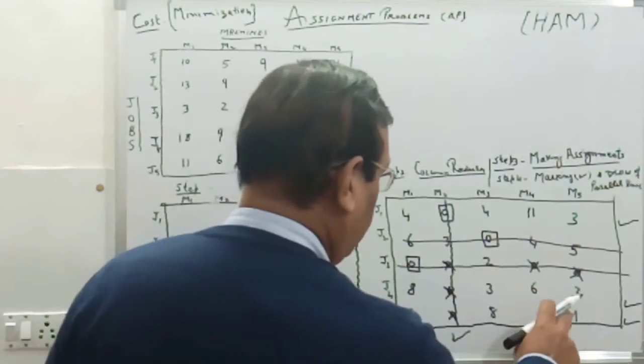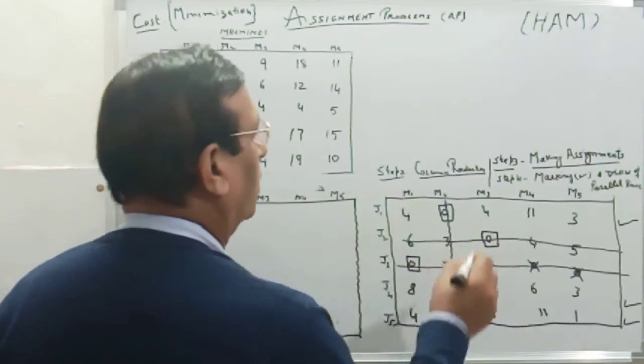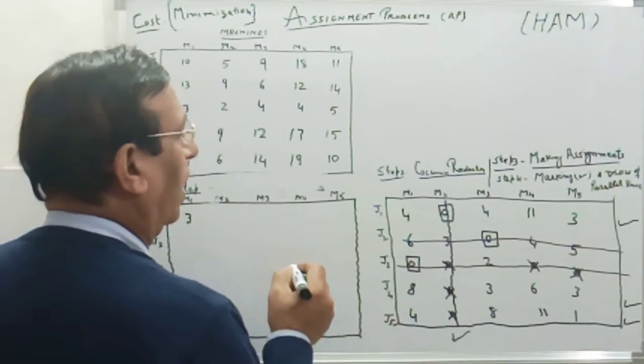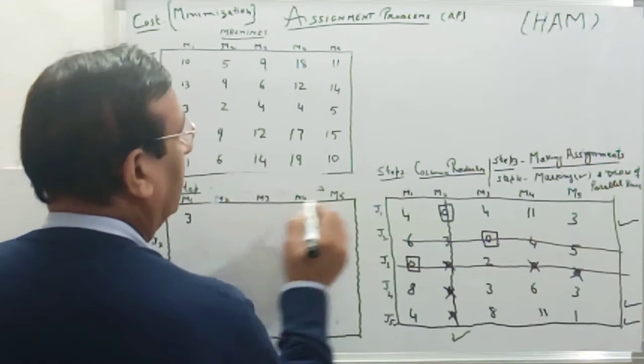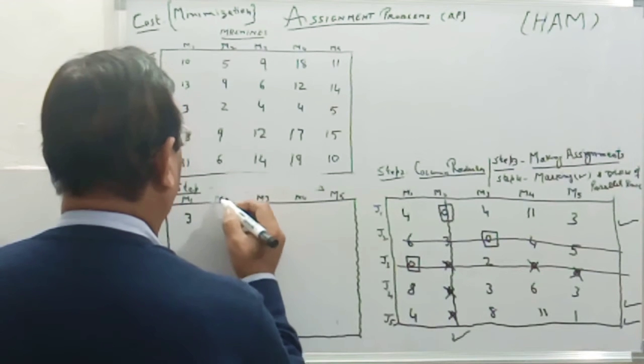Now 1 is the minimum number, so you will get 3 because we have to subtract it from all other uncovered elements. 3. 0 is covered but not at the intersection. 0.